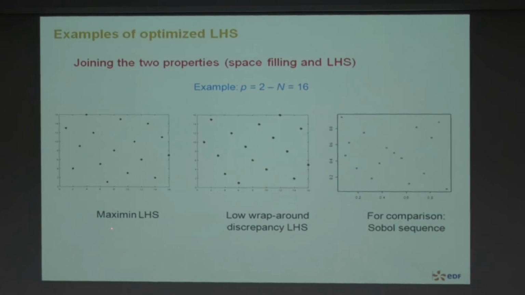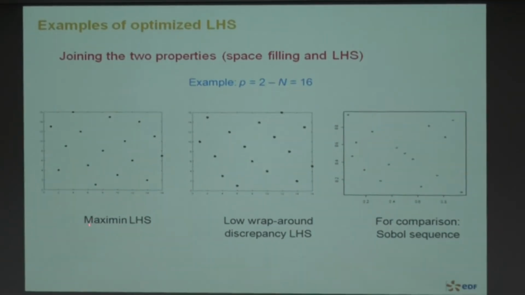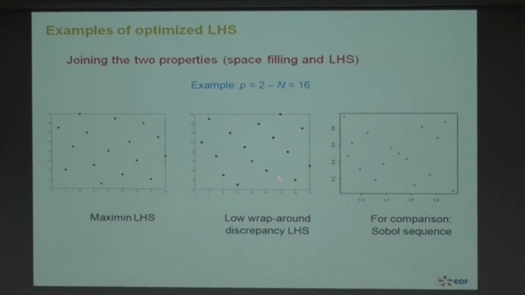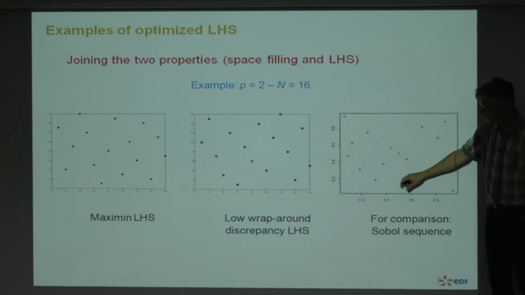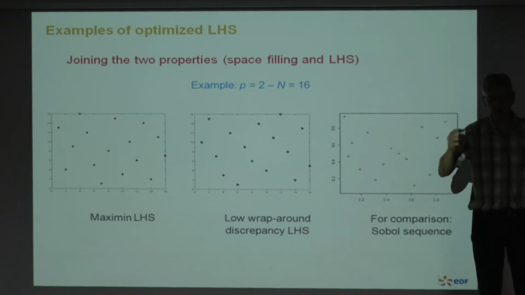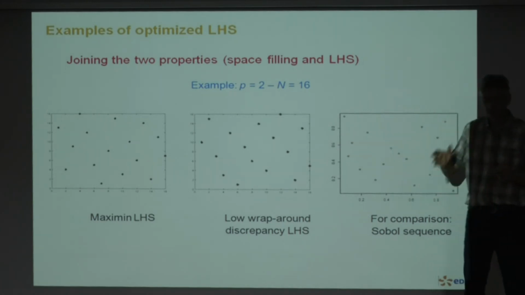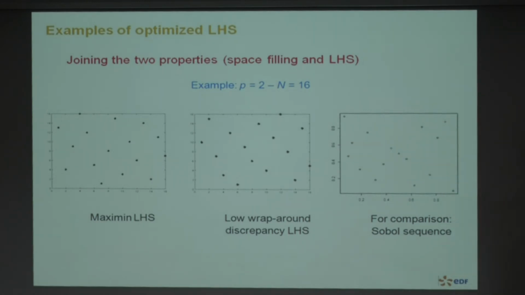a maximin, so a Latin hypercube sample that I have optimized with the maximin criterion. This I have optimized with the discrepancy criterion. And for comparison, a Sobol sequence, which is a quasi-Monte Carlo design, in dimension 2 with 16 points. What we can see with the Sobol sequence is that it is based on regular fractions in base 2. Halton was on base 2 for the first 3 regular sequences. All is based on base 2 and on very complex algebraic manipulations.